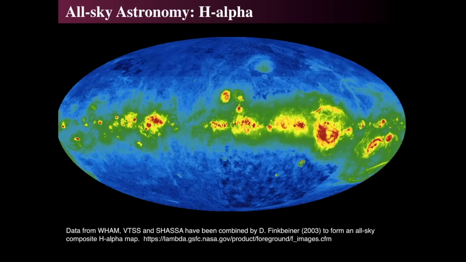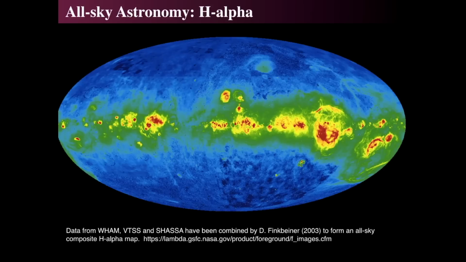And H alpha glows because some very hot stars are in the presence of hydrogen gas, and so they ionize that gas, and as the gas recombines, it glows in specific wavelengths of light, and one of them is H alpha, and that is the pink glow associated with hydrogen. And we can see that H alpha map is very patchy, and that's because we're looking at patches of hot locations across the Milky Way.